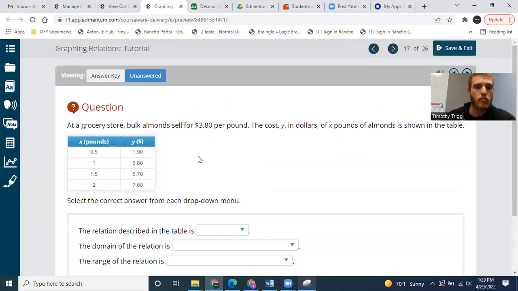Okay. At a grocery store, bulk almonds sell for $3.80 per pound. The cost Y in dollars of X pounds of almonds is shown in the table. Okay, so if you look at this table here, we can see 0.5 pounds, so that's half a pound of almonds, costs $1.90. Well, that makes sense.